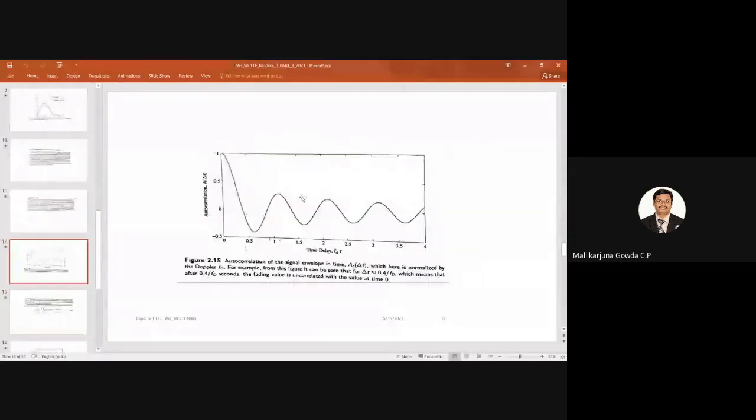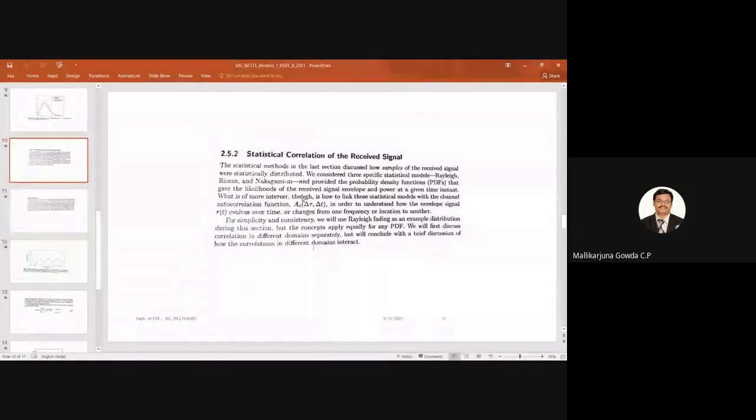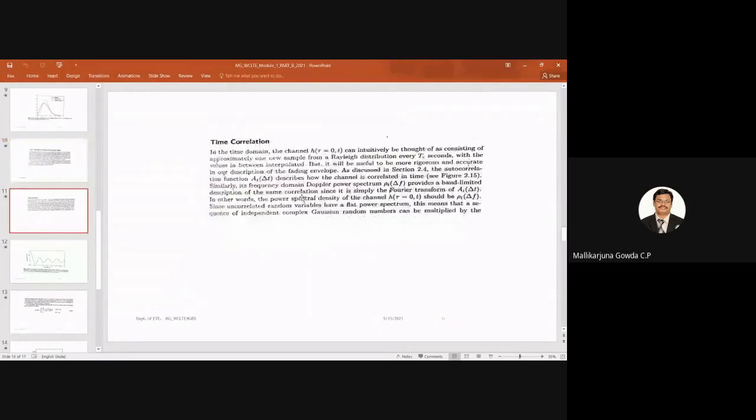This is about the autocorrelation of the signal. I was talking about statistical correlation: how the received signal will be correlated in time and also correlated in frequency. So two things we need to understand.